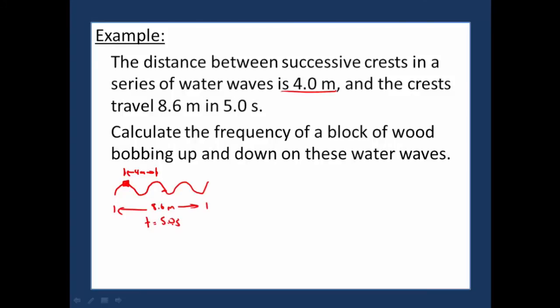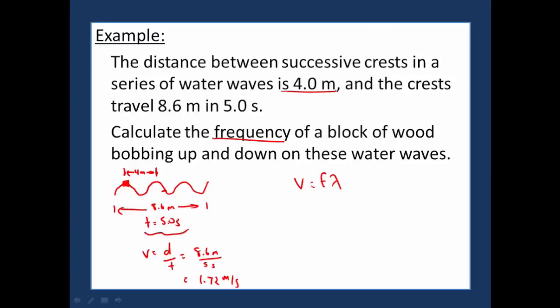We were able to derive the universal wave equation using v equals distance over time. And wouldn't you know it, you can also use that in this case, because these two quantities mean that velocity is equal to distance over time, which is equal to 8.6 meters over 5 seconds, which is going to give you a velocity of 1.72 meters per second. Why did we calculate that? Because we know that v equals f lambda.